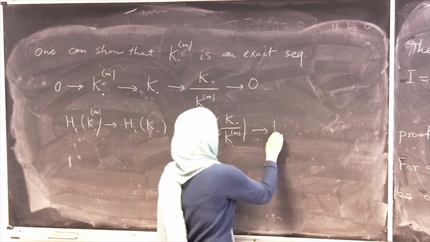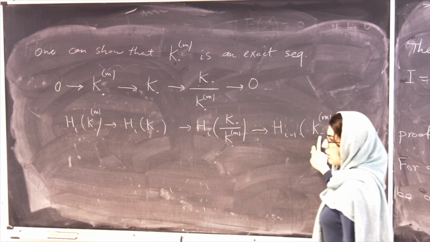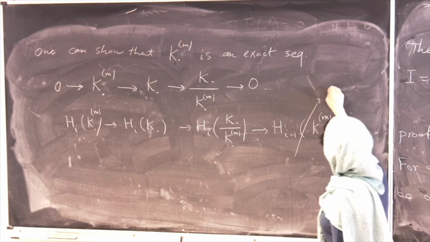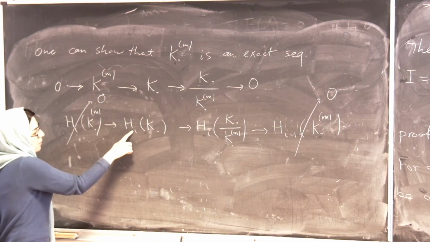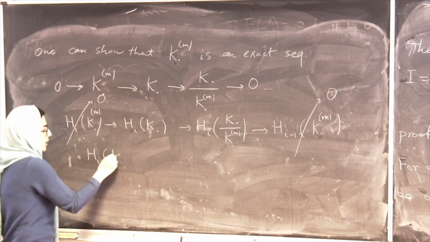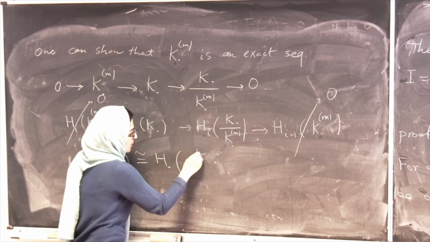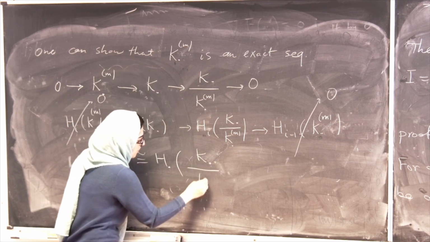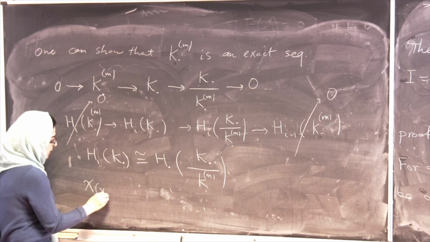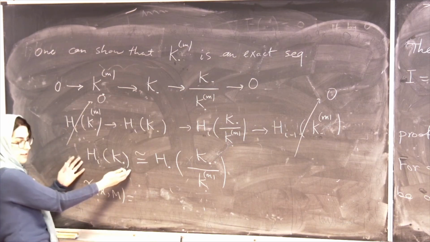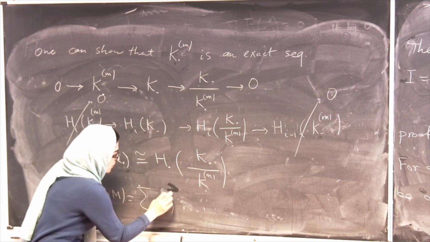And here H_{i-1}(K.⊗M). But we say that this is exact, so both these homologies are 0. So to compute the homology H_i(K.), it is enough to compute the homology of this complex. So the Euler characteristic, which is the alternating sum of the lengths of this homology, is just the alternating sum of lengths of these homologies.